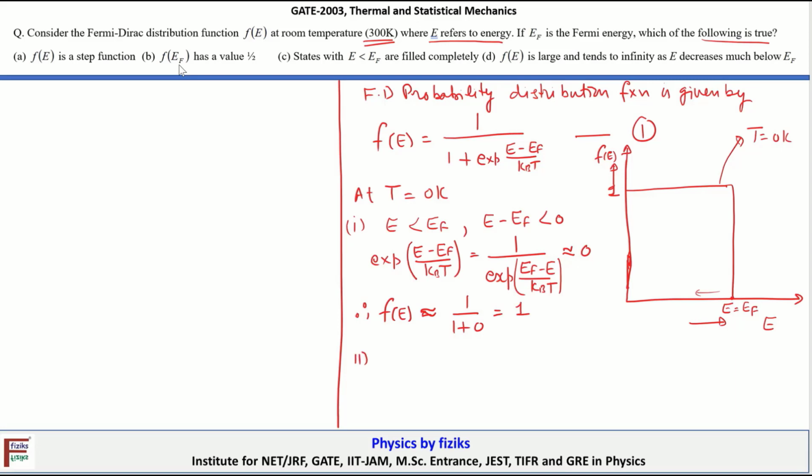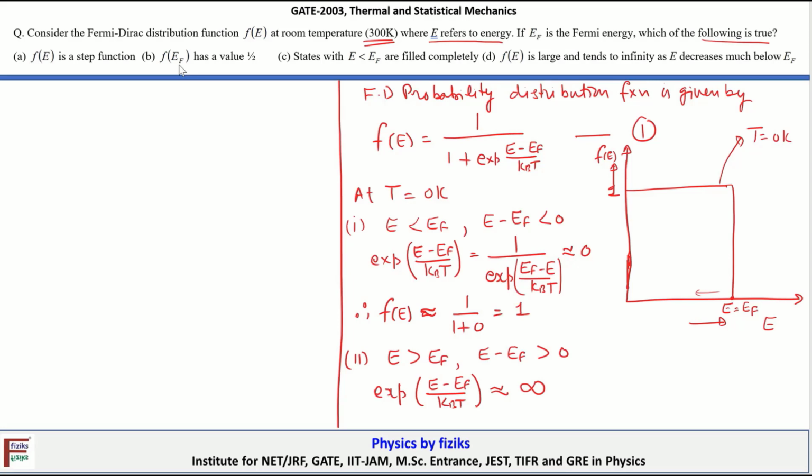So in the second case, again at absolute 0, but now we are talking about energy greater than EF. This means when E is greater than EF, then E minus EF is going to be a positive number. So in this case, exponential of (E minus EF) upon kBT is approaching infinity.